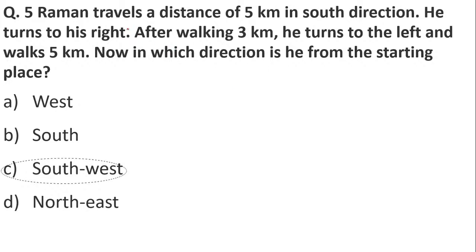Okay, students. Raman travels a distance of 5 kilometers in the south direction. So, if he is standing over here, 5 kilometers south will be this side. Then he turns to the right. Obviously, if he's facing downwards, right will be this side. So he turns right and walks 3 kilometers. First it was 5, then it is 3, and then he took a left turn and walks 5 kilometers. So he is now here. See, students, first he was here, now he is here.